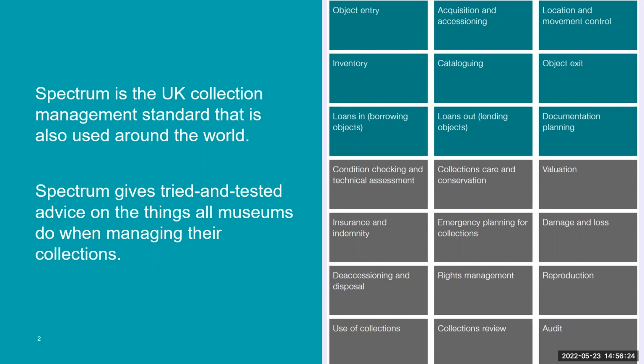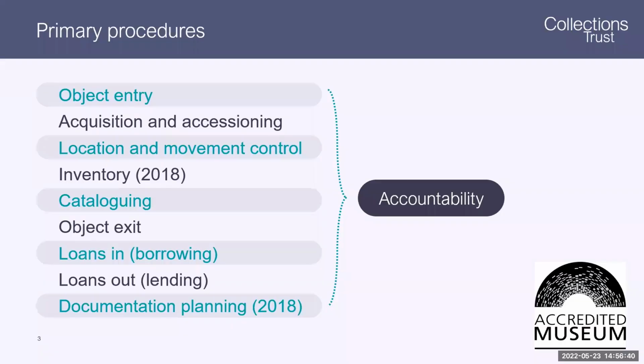A museum might not implement all 21 of the procedures that you can see on the screen here. There are some core procedures called the primary procedures, and the others might be used if they're relevant. There are 9 of these primary procedures, and these are the ones that most museums will use most of the time, and they're also essential for accountability. UK museums who want to meet the requirements of the accreditation scheme will have to demonstrate that they meet, or at least have a plan to achieve, the Spectrum standard for these 9 procedures.